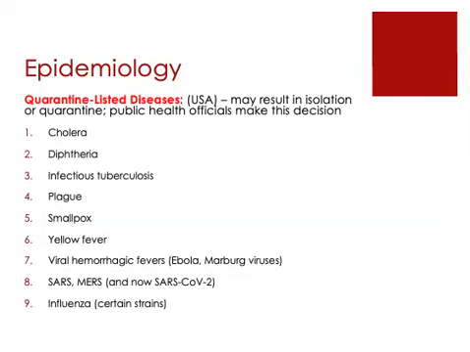Among the reportable diseases, there are also what are called quarantine listed diseases. If a disease is on the quarantine list, it means it's a disease that could result in a person being either quarantined or isolated if they're showing symptoms. So things like cholera, diphtheria, active or infectious tuberculosis, plague, smallpox, I've got a partial list here. And you can see down at number 9, the SARS and the MERS diseases are on the list.